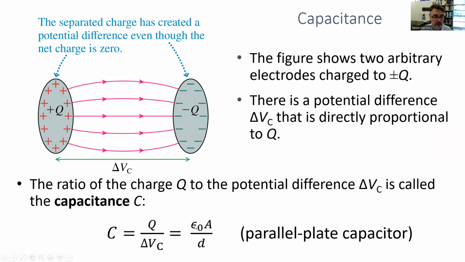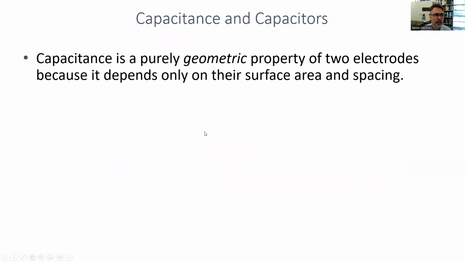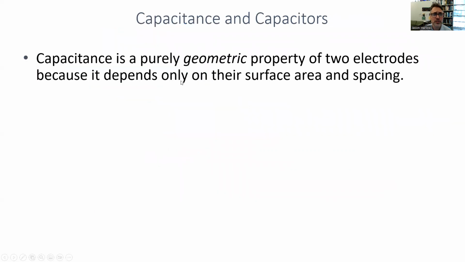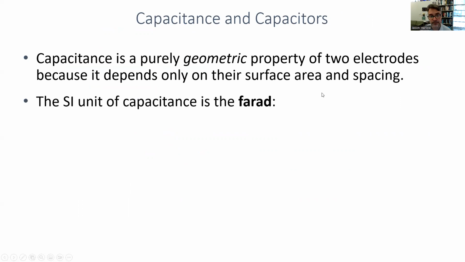For a parallel plate capacitor, there's an equation for that: epsilon naught times A, the area of either plate, divided by d, the distance between the two plates. So you're going to use that equation a lot in this week's practical. So good one to know. And by the way, from this, you've got a universal constant, epsilon naught. You've got area and distance between the plates. These are all just based on the geometry of the capacitor. So capacitance is a purely geometric property of two electrodes because it depends only on their area and their spacing.